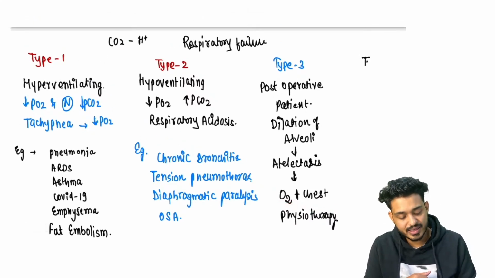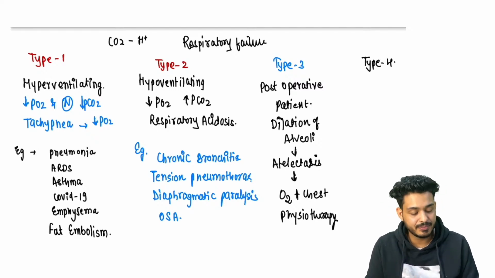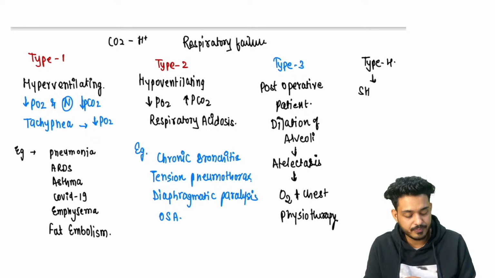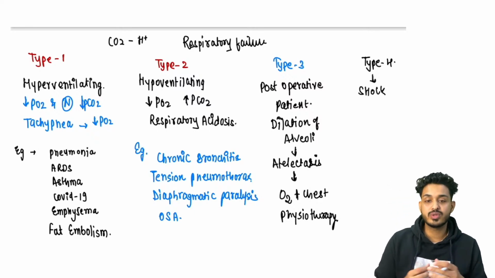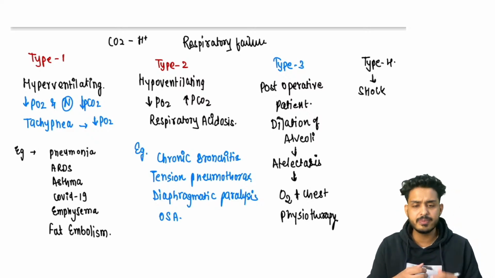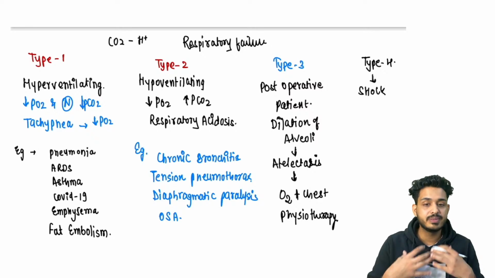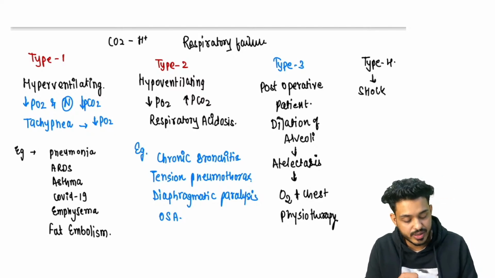What will happen in type 4? The patient will be a shock patient. Shock means what? There will be hypoperfusion to the organs. Shock means oxygen is not reaching, right? BP will be low, there will be a feeble pulse. Multiple types of shock you are having, hypovolemic, cardiogenic, but the BP will be low and there will be a decrease in perfusion.